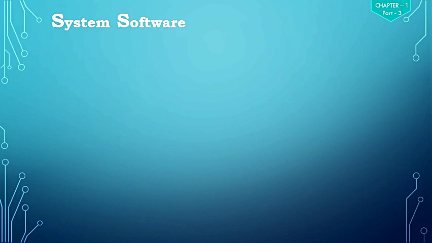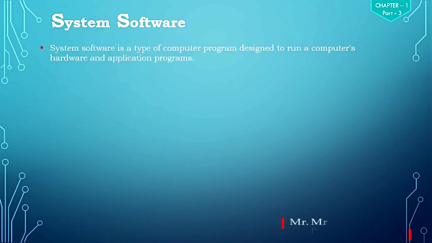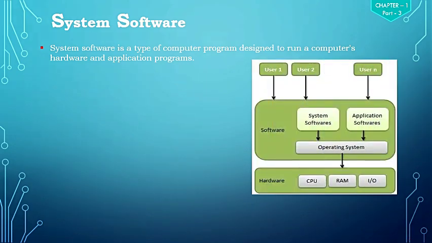The software that provides the basic functionality to operate a computer by interacting directly with its constituent hardware is termed as system software. System software is a type of computer program designed to run computers, hardware and application programs. See this picture, there are the number of users, user 1, user 2 up to user n. To interact with the hardware, they have to interact with the software. And under this software, there is a system software as well as the application software. So we'll see one by one.